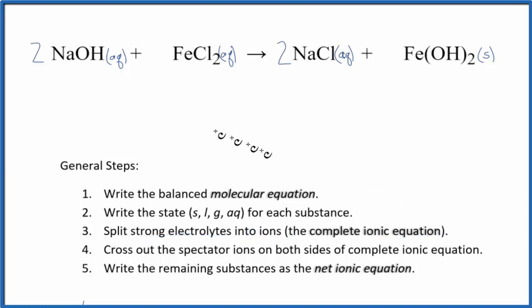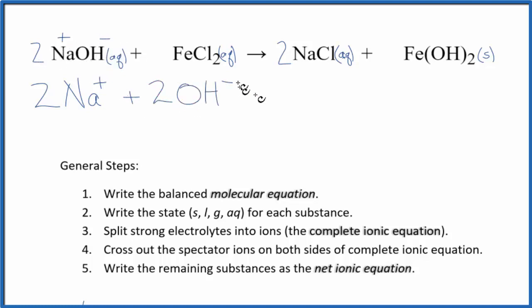ionic equation. Sodium is in group 1 on the periodic table. That'll be 1 plus. The whole hydroxide ion, 1 minus. Good one to remember. So we have 2 sodium ions, Na plus, and I'll write aqueous at the end. I'm not going to do that now. Plus 2 hydroxide ions. And then iron, we don't really know the charge on iron.